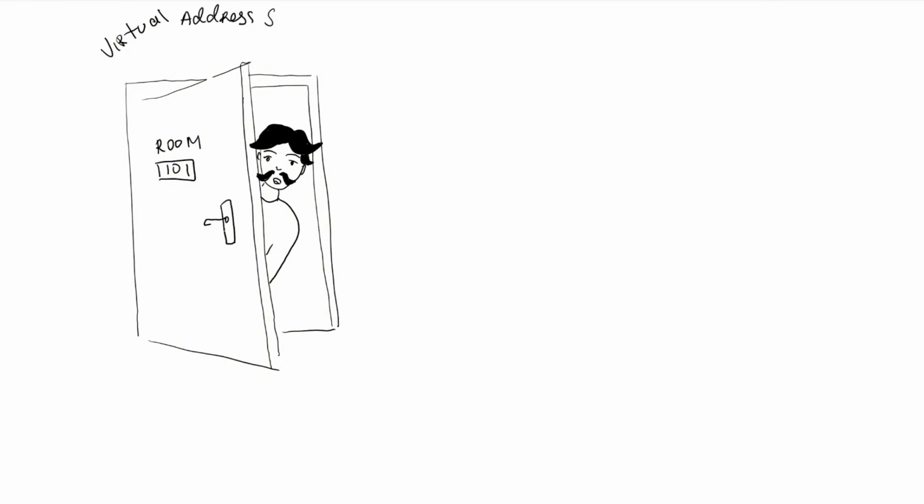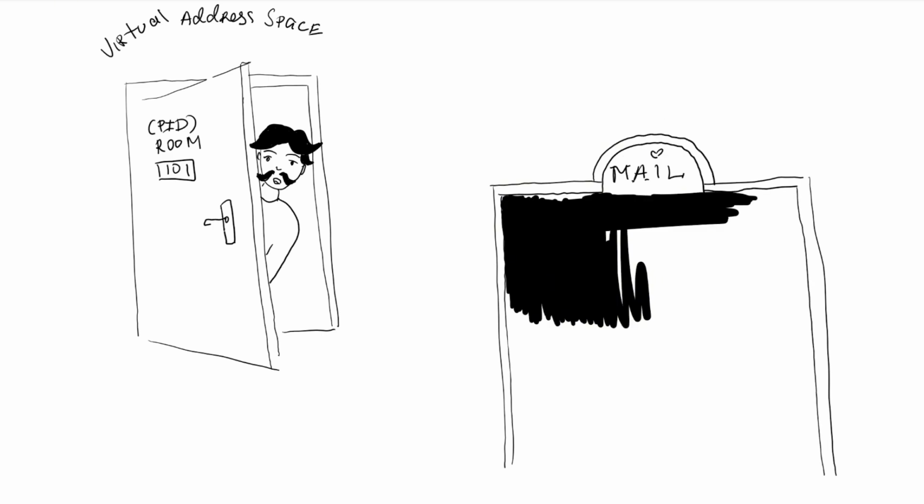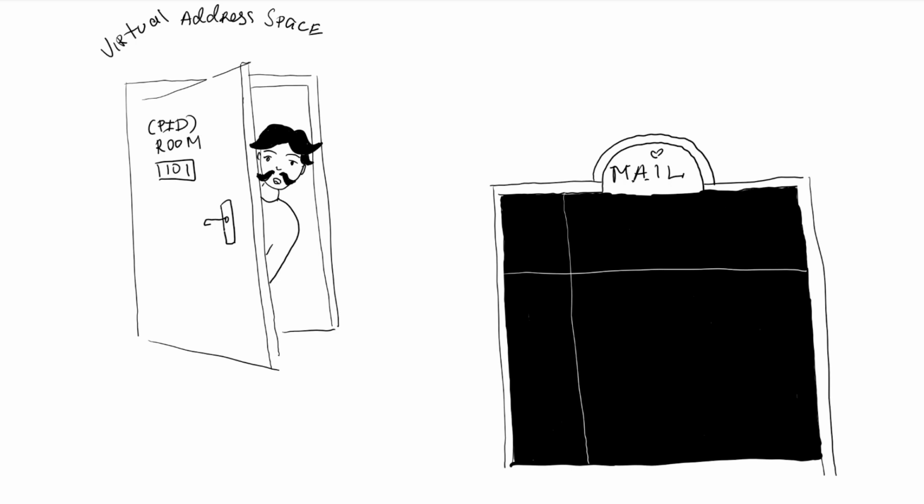Anyways, imagine you're staying at a 5-star hotel, and each guest, aka process, at this hotel has their own room number, just like each process has its own virtual space and PID number. Each guest also has its own mailbox. This mailbox is just like a file descriptor table to a process. Each process has its own FD table.